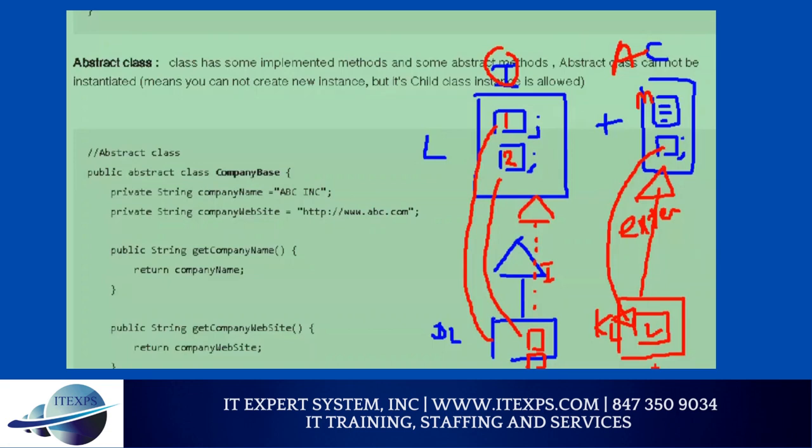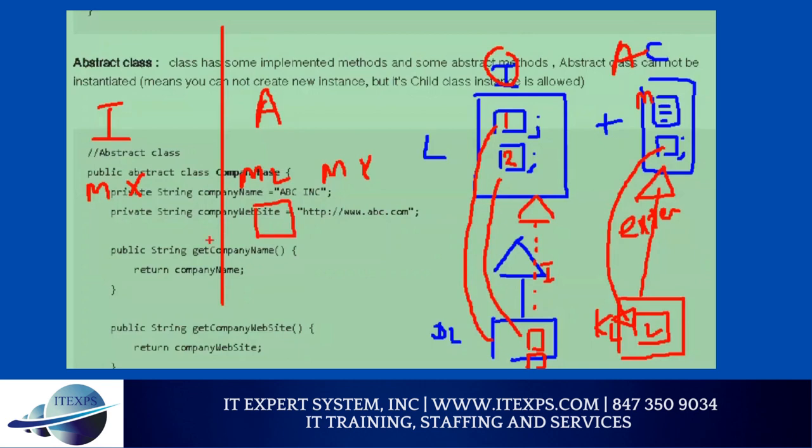Sounds good? So if somebody asks, what's the difference between interface and abstract class? Let me give it to you one by one. Interface versus abstract class, what is the key difference? Interface has only methods, and the methods have no logic. But in an abstract class, you can have methods with logic and methods without logic. Make sense? Interface is not a class, but abstract class is a class.